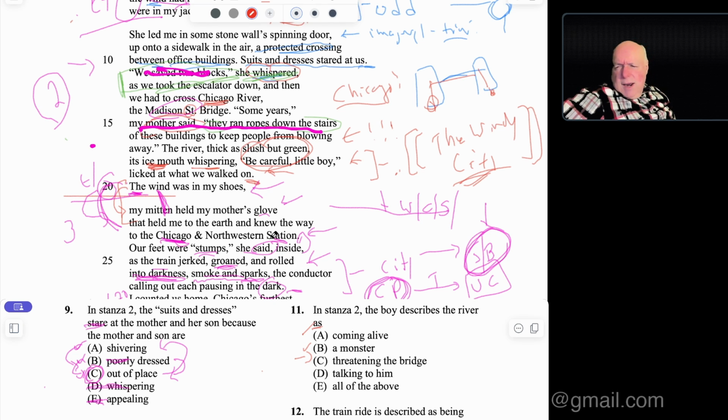But again, when it mentions looking at what we walked on, that could be the stairway as well. So is the stairway part of the bridge? We can get iffy, wishy-washy. So C is so-so, but it also does it. Talking to him, it definitely talks to him, right? And then all of the above. So this one is hard. It turns out to be all the above, right?